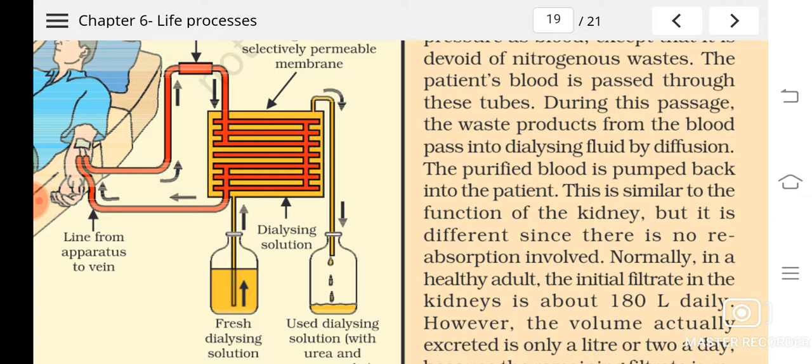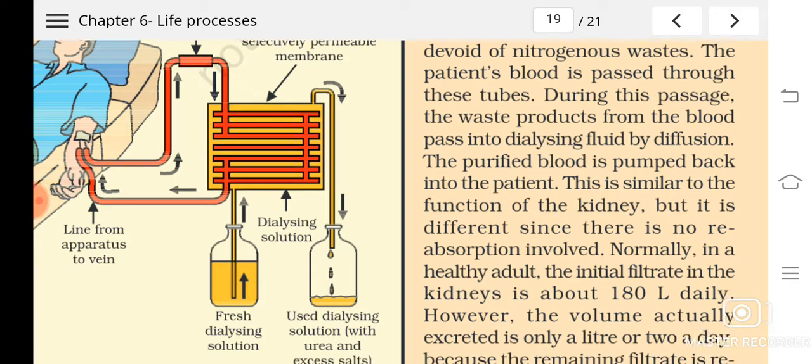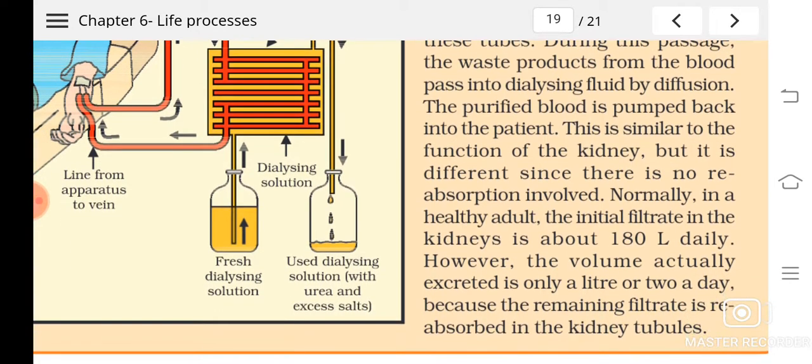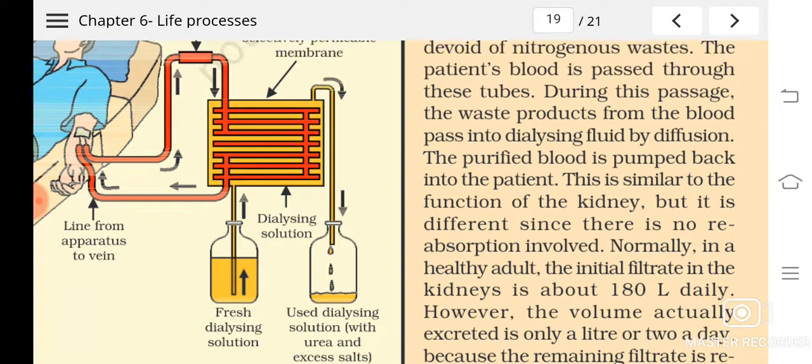Understood? Reabsorption is absent. So in a healthy adult, the initial filtrate in the kidneys is about 180 liters per day, but the volume actually excreted is only 1 or 2 liters a day. Why is this happening? Because the remaining filtrate is reabsorbed into the kidney tube. So this will not take place where? In the dialysing unit. Is it clear?